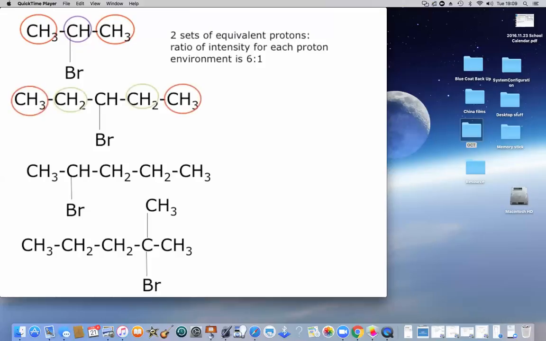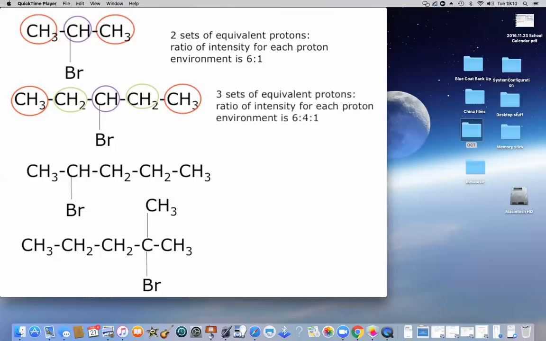We have our environments for our methyl groups at the end. There are 3 equivalent protons bonded to carbon, which is bonded to CH2, and that applies to both. That makes them equivalent. Then our CH2 groups in the middle, they're each bonded to a methyl group and a CH-Br, that makes them equivalent. And our CH in the middle, our H bonded to carbon, which is bonded to Br and 2 CH2 groups, that's a third unique environment. So this time we have 3 sets of equivalent protons that will produce 3 signals in an NMR. And this time the ratio of intensity will be 6:4:1.